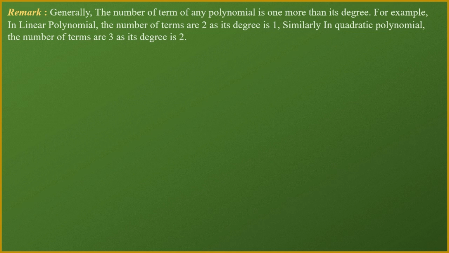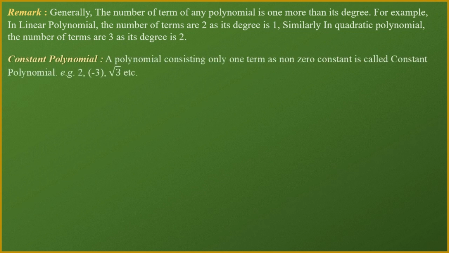So this remark can normally be useful for you in multiple choice questions or in fill in the blanks. Now let us see some more definitions remaining over here. Constant polynomial. Constant polynomial means it contains any non-zero constant term. For example, 2, minus of 2, 3, 4, minus 7, any particular term which is non-zero, and it can be positive or it can be negative. That is called the constant polynomial here.